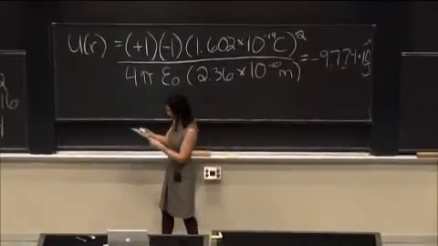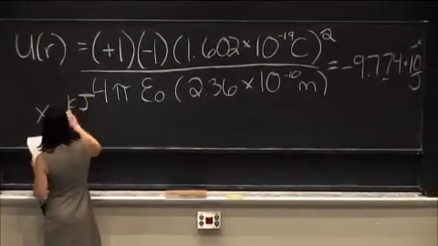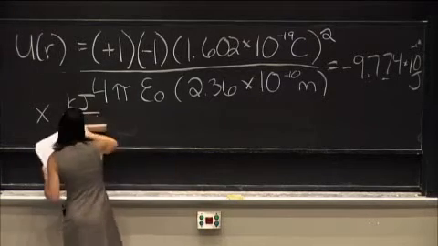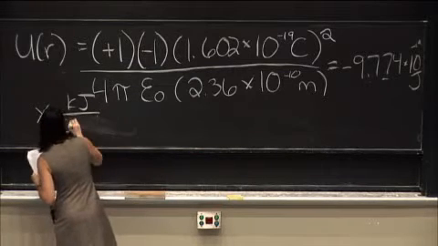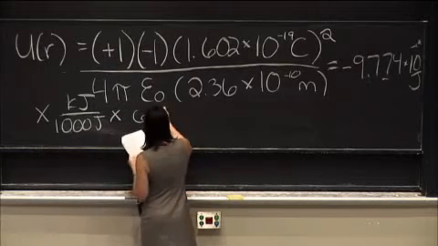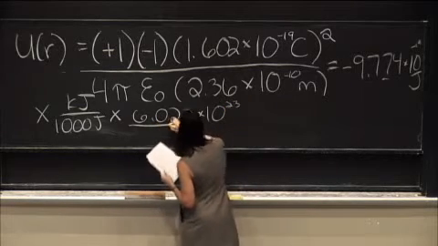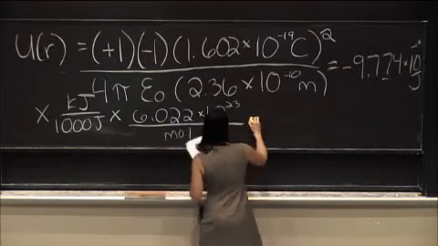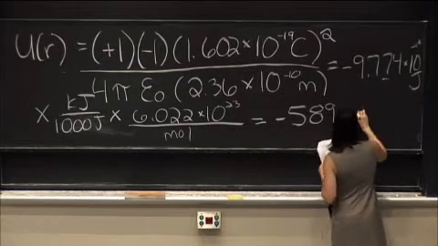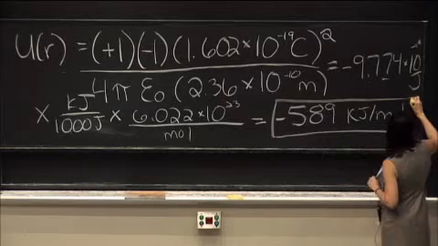All right, so what we need to do, though, is convert from joules into kilojoules per mole, because that's what we were using. So if we multiply that number there by kilojoules per joule, we have 1,000 joules in every kilojoule. And then we multiply that by Avogadro's number, 6.022 times 10 to the 23 per mole. What we end up with is negative 589 kilojoules per mole. So this is that same Coulombic attraction that we saw in the first place.